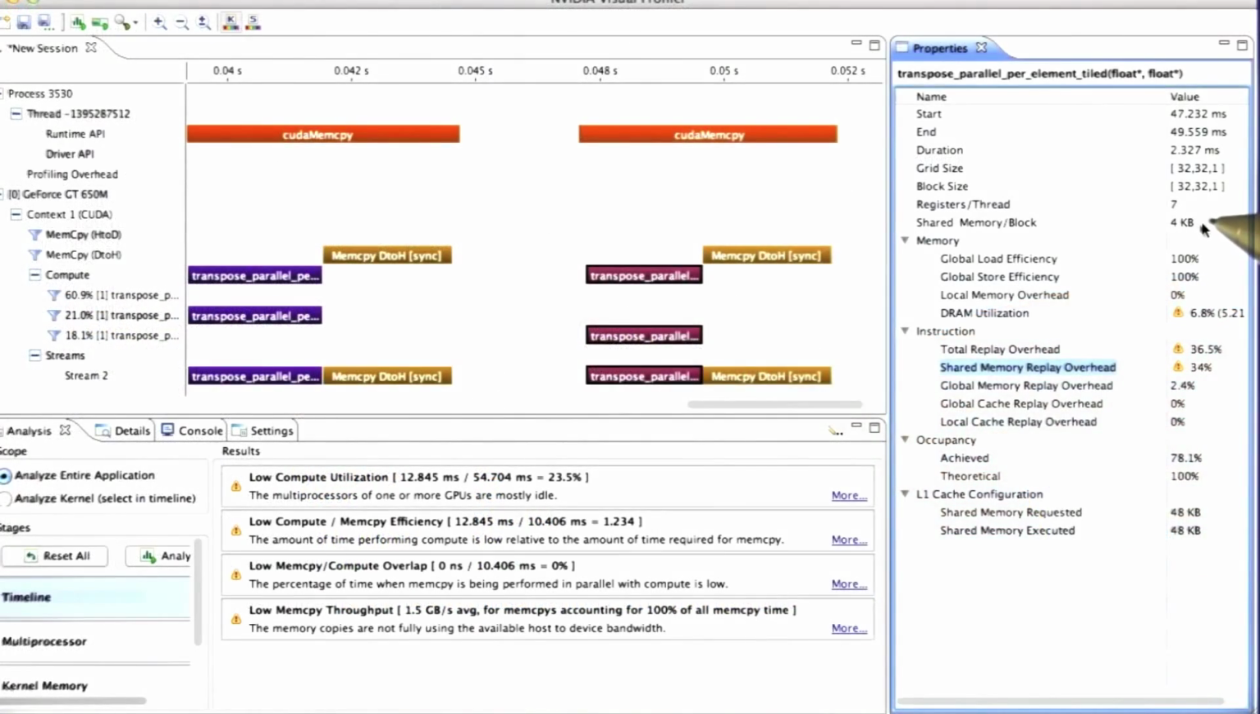And here's the register and shared memory usage for our tiled transpose kernel. Going back into NVVP, we can see that we're launching a grid size of 32 by 32, a block size of 32 by 32. We're using 7 registers per thread, and we're requesting 4 kilobytes of shared memory per block.